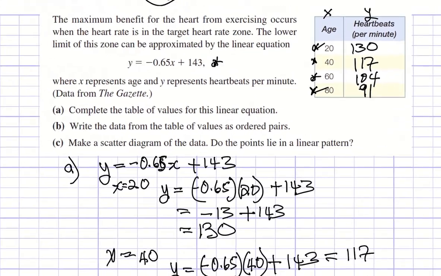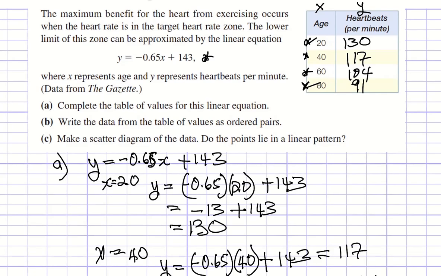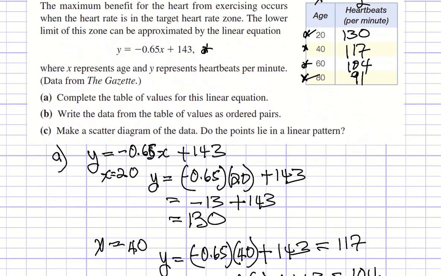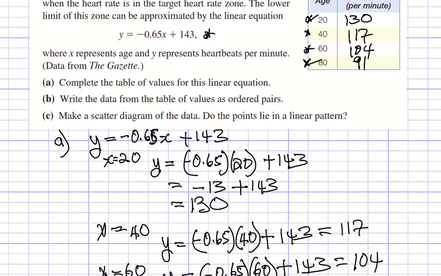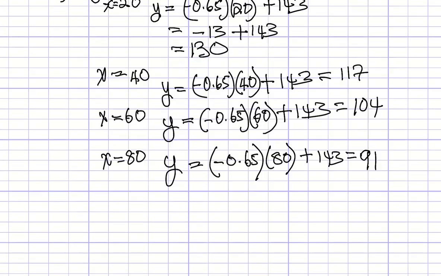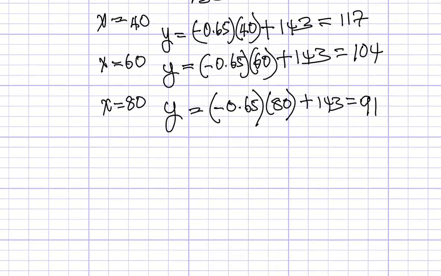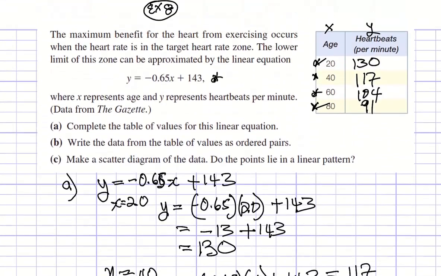What did they say? Write the data from the table of values as ordered pairs. Okay, they want us to write it as ordered pairs. That's fine. We can do that. That's no big deal, see. So we can write that as an ordered pair. What they want for B is this. They want you to write the table as ordered pairs.